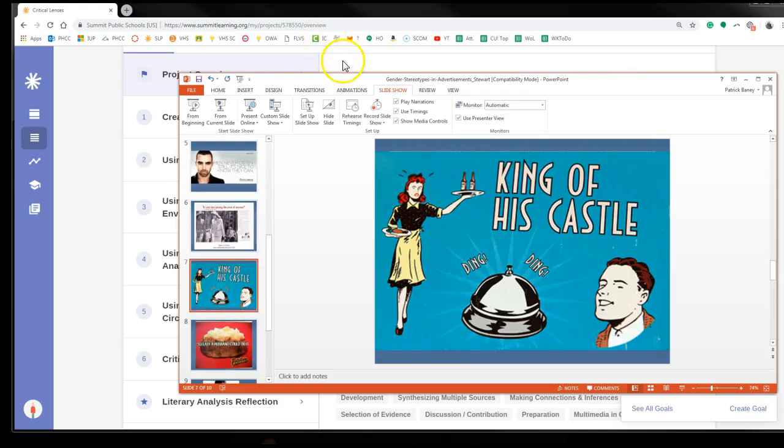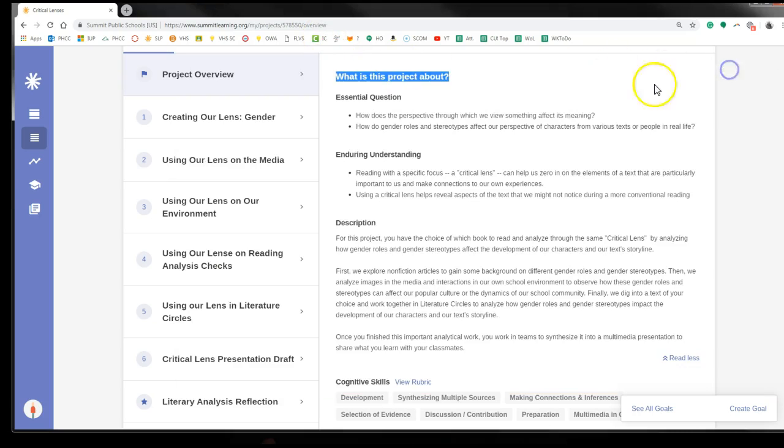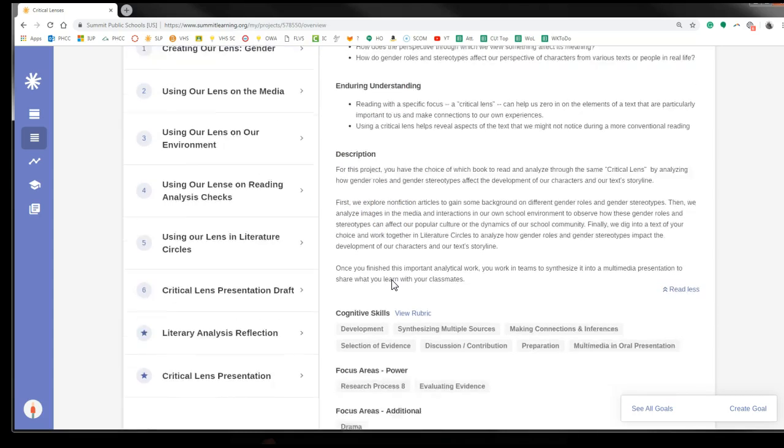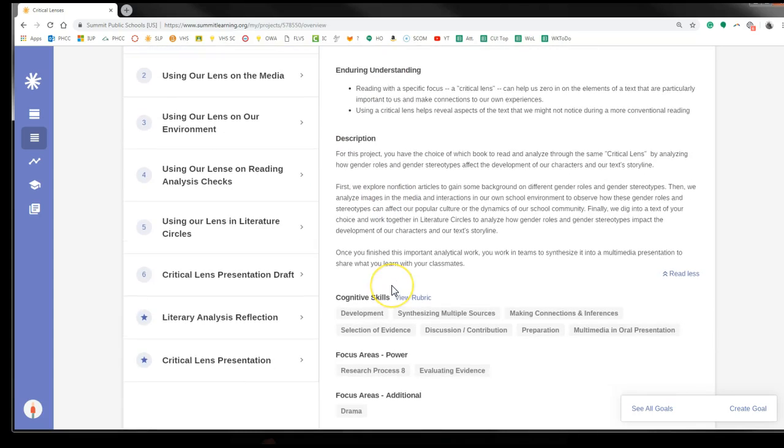And the last one, "king of his castle." I have no idea what this advertisement is for, but I do know that it's pretty explicit in saying that the men are the king of the household. Those are just a couple of examples of stereotypes that we might not even realize we grow up in, and that we might not realize we see on a daily basis.